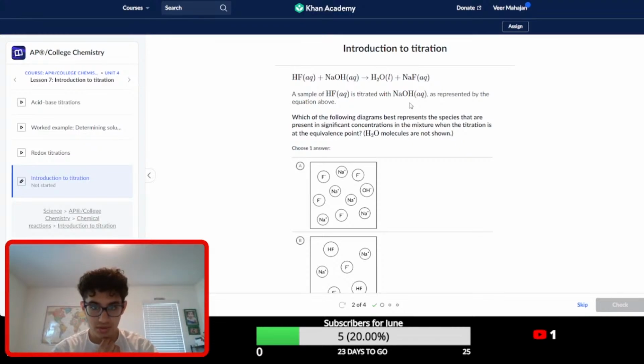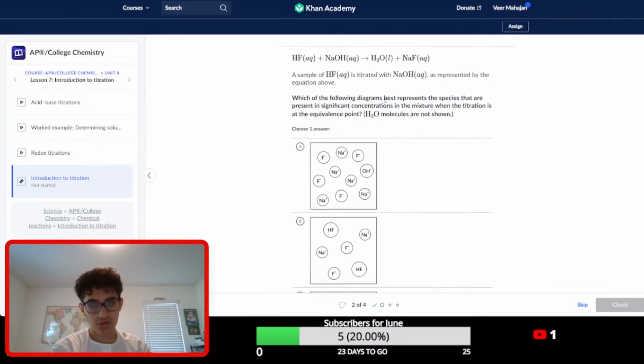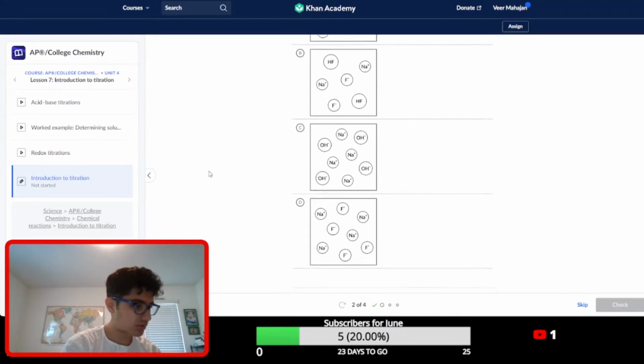A sample of hydrofluoric acid, might be the wrong name again, is titrated with sodium hydride as represented by the equation above. Which of the following diagrams best represents the species that are present in significant concentrations in the mixture when the titration is at the equivalence point? H2O molecules are not shown. Okay, so titration is with, wait, I've never done a redox titration before. I don't know what that is.